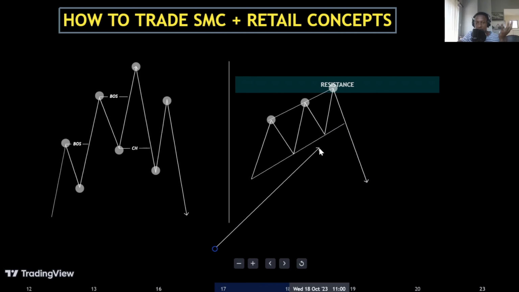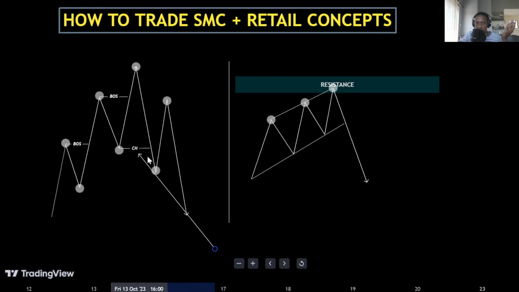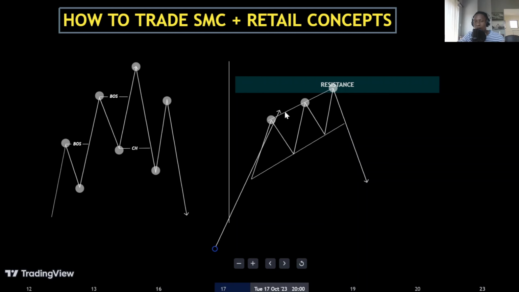You can spot a reversal before it happens. The difference with SMC is that you have to wait for the reversal to happen to actually trade it. What do I mean by this? With retail concepts, we can have a pattern like a rising wedge. A rising wedge is a reversal pattern. We have reversal patterns and we have continuation patterns in retail concepts.